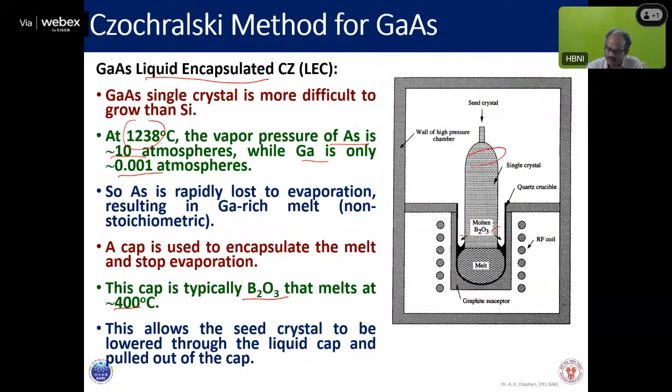You start rotating it and start pulling it. These are the RF coils used for heating. Because the temperature is nearly 1238 degrees centigrade, which is reasonably high, in such temperatures radio frequency heating is used.